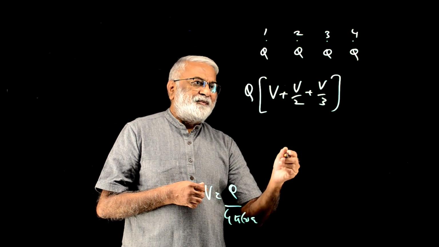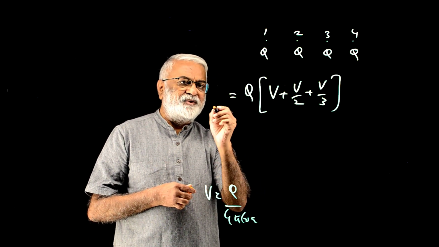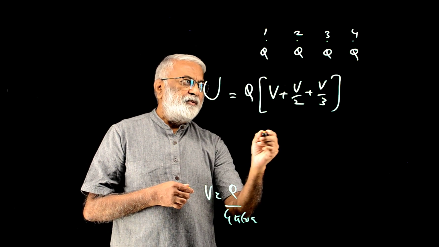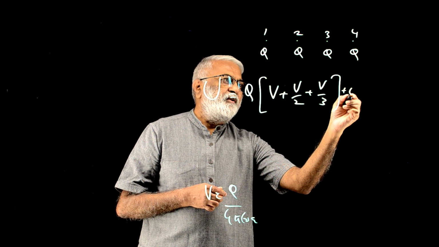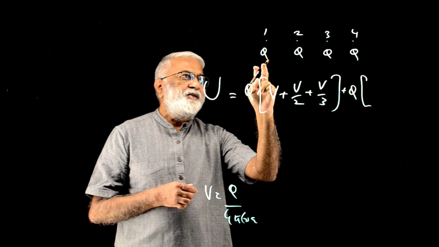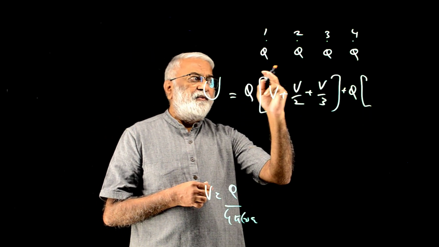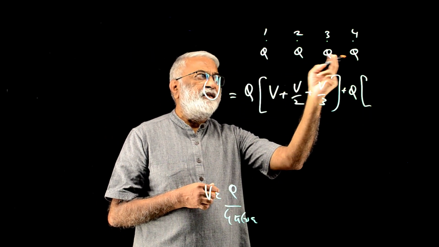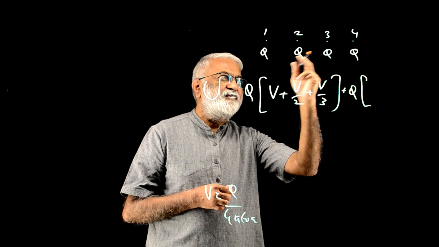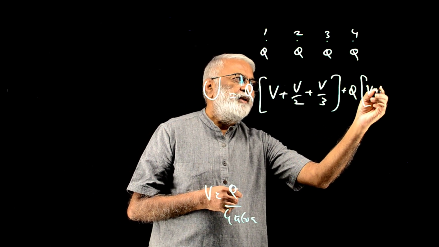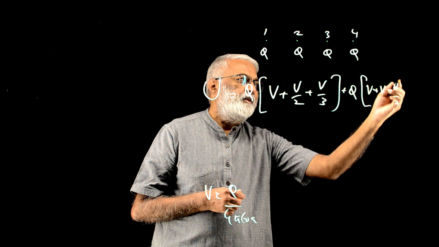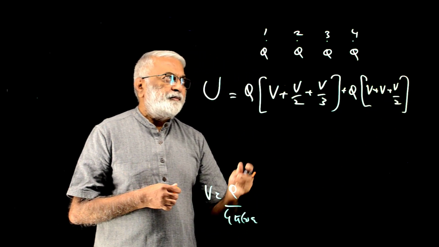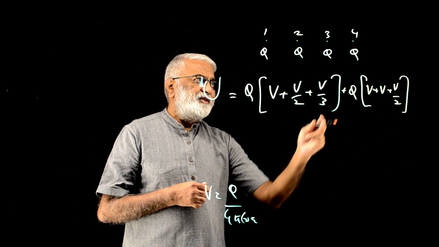Then go to 2. So this is the energy of the system U. Go to 2, and then that energy of Q will be, potential due to this will be V, due to this V, and this double distance of V by 2. So V plus V plus V by 2, V plus V plus V by 2, right? Then this third charge will be same as this.